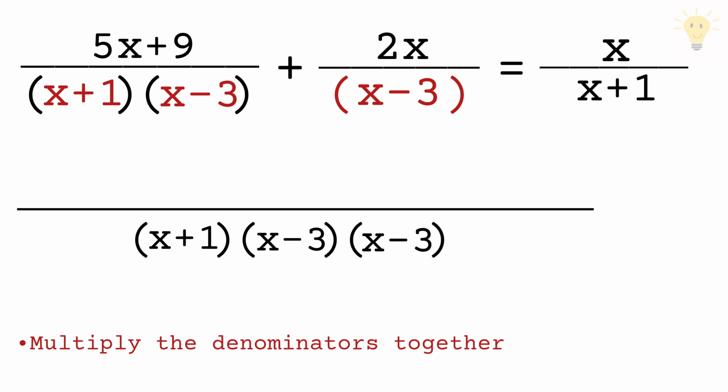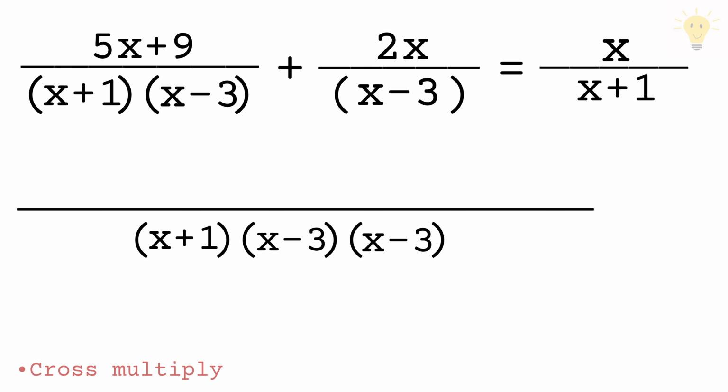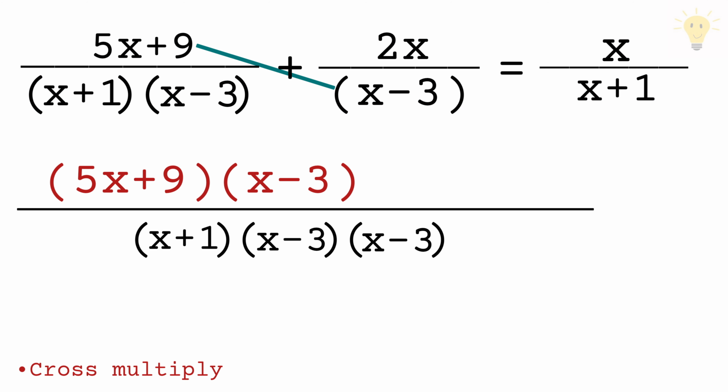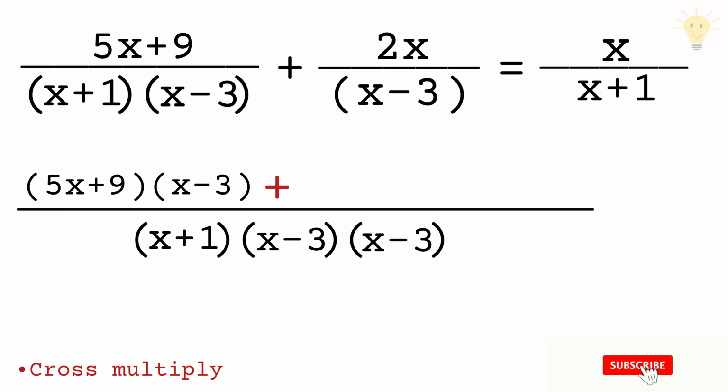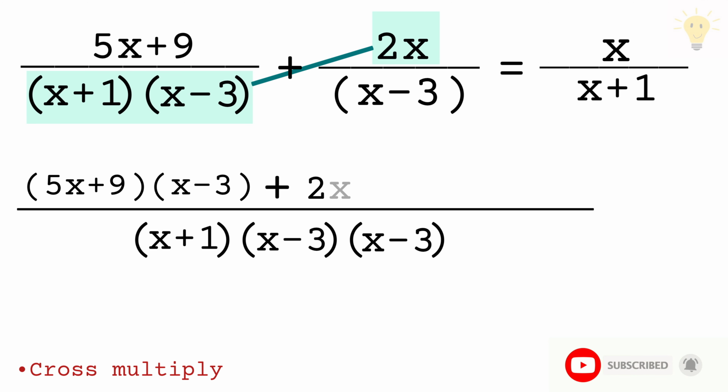Now we multiply the denominators together, then we cross multiply. We are not going to multiply inside of the brackets as yet until we have nothing common on the left hand side of the equal sign with the right hand side. When we cross multiply, we start this side. So 5x plus 9 is multiplied by x minus 3 plus, because we have a plus sign in the middle, then this denominator is multiplied by 2x.